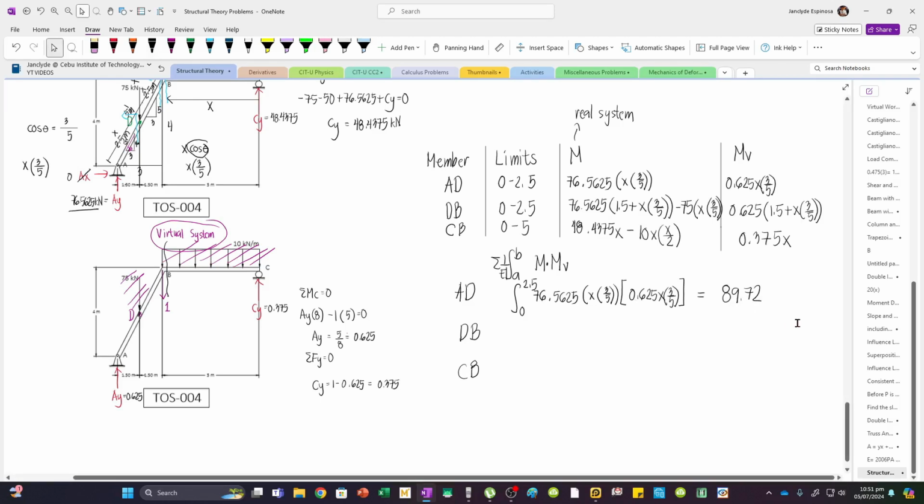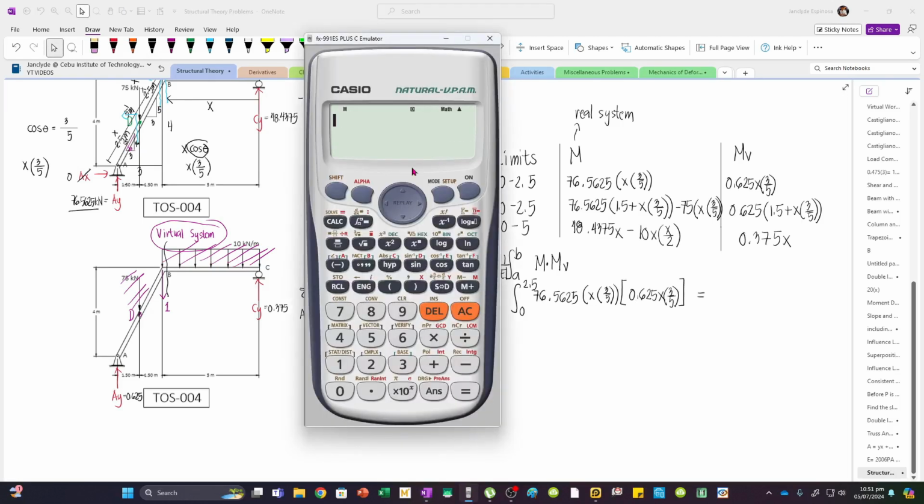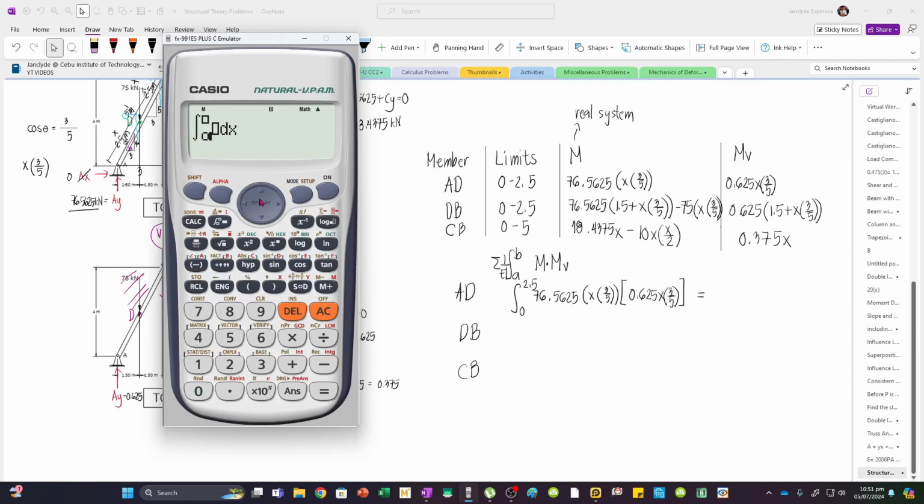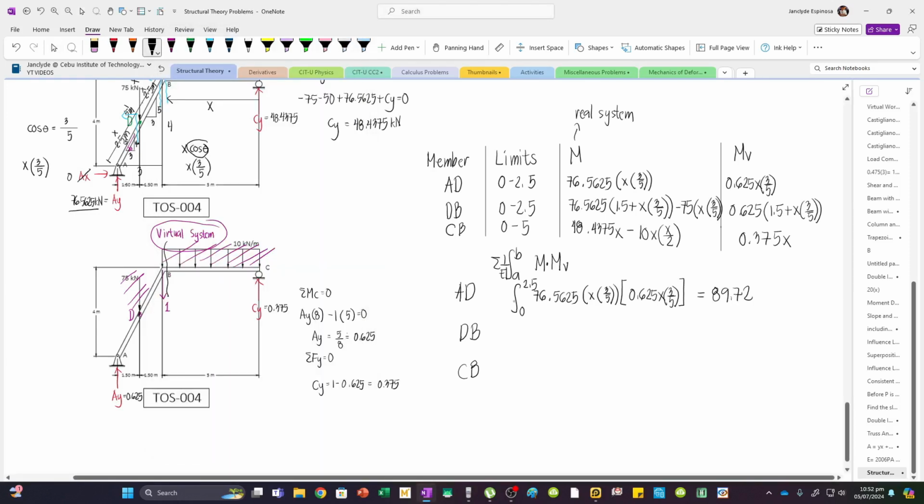And so integrating this expression, we get 89.72. Or let's just store the values. Lagay ko na lang. Integral from 0 to 2.5, 76.5625 times x times 3 over 5 multiplied by 0.625 times x times 3 over 5. So press equals, we have 89.7216. So I will store this at A. So 89.72 stored into A.